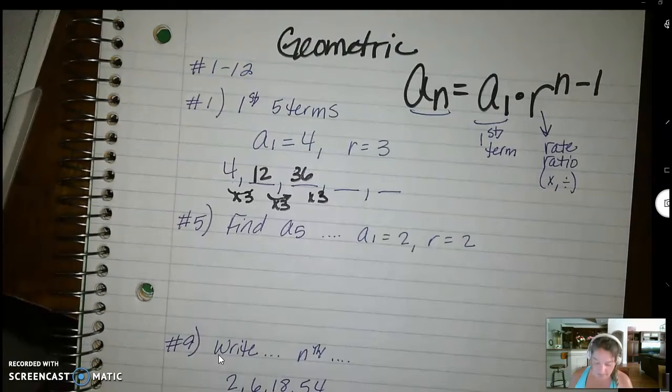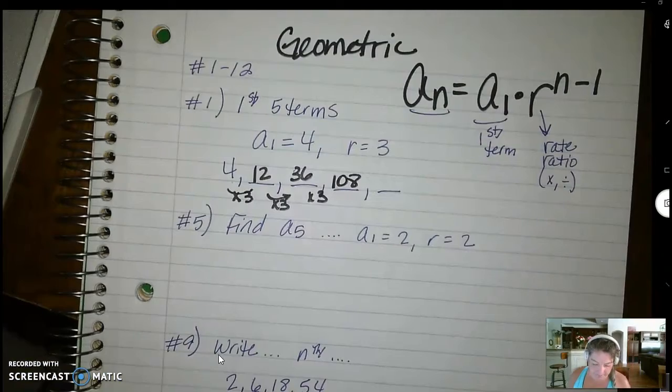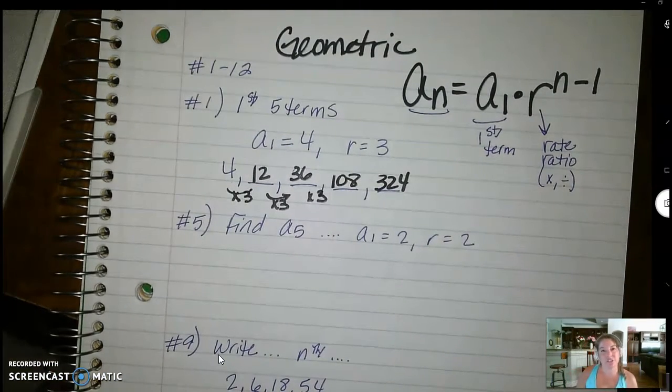You're probably already telling me what it is. I wish I could hear you. 108, and then times 3 again. Okay, so 324. So that's what makes it, like I said, geometric, is when you're like multiplying every single time to get to the next number, okay?